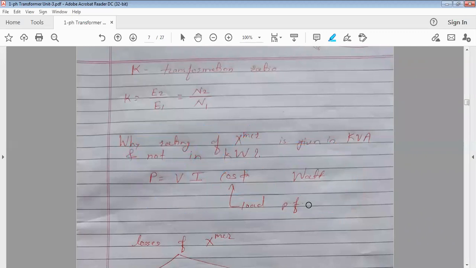But on a transformer and generator, the load continuously changes, because at your home you continuously switch load on and off, isn't it? Everywhere, in industry, institute, the load on a transformer and generator continuously changes. So cos phi is unknown. That's why the rating of a transformer and generator is given only in volt amperes, V into I, because the cos phi of the load on it is continuously changing and not fixed. But once a transformer is manufactured, its voltage range and current range are known, and the same for a generator.